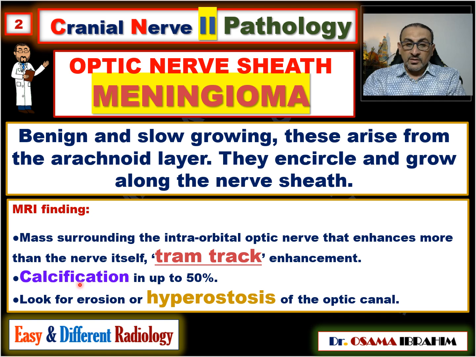Calcification is one of the most important features of meningioma, and if it occurs in the patient, it is highly diagnostic, but it only occurs in 50% of cases. Hyperostosis is also a feature of meningioma in the surrounding bone. Meningioma in any place in the brain can cause overlying bone hyperostosis.